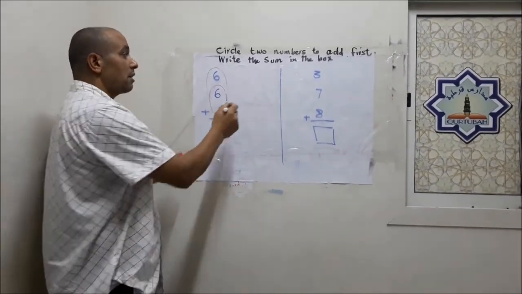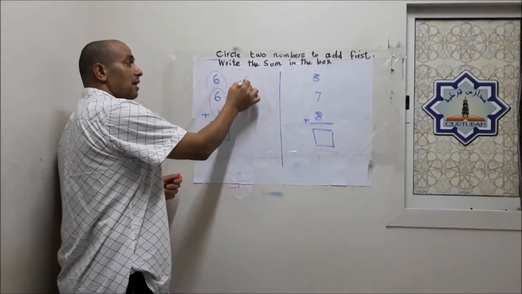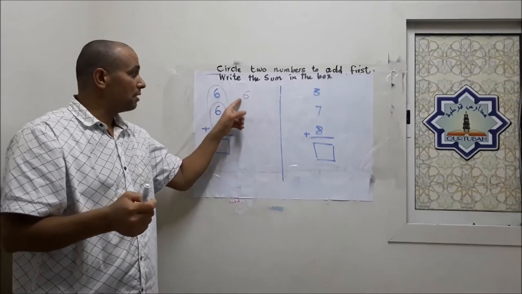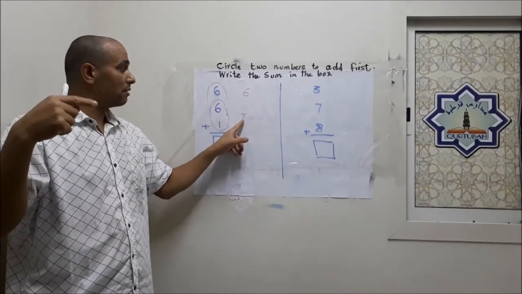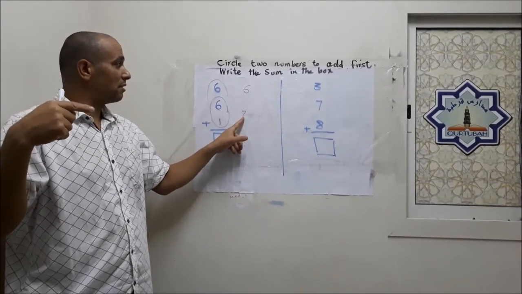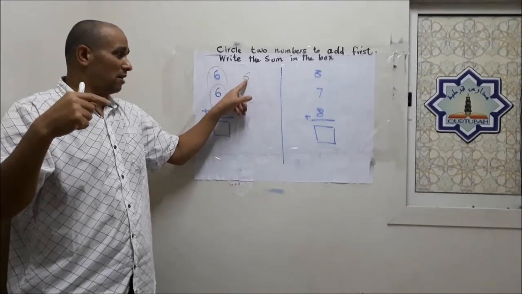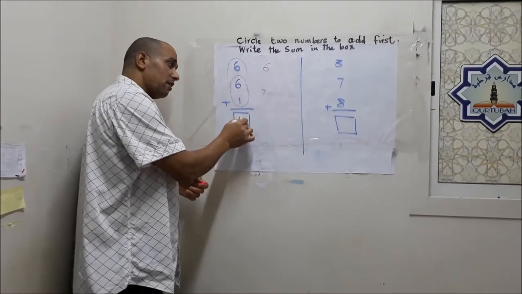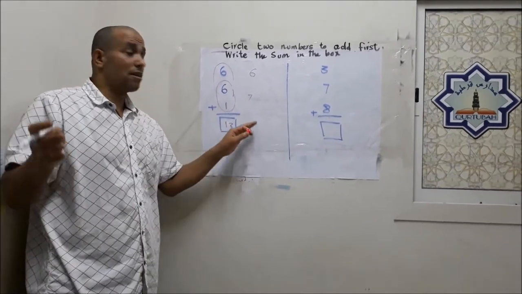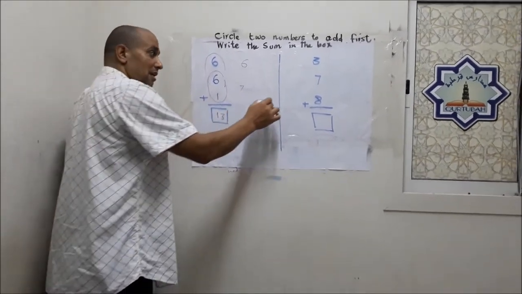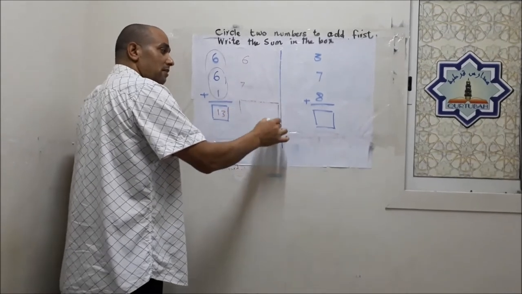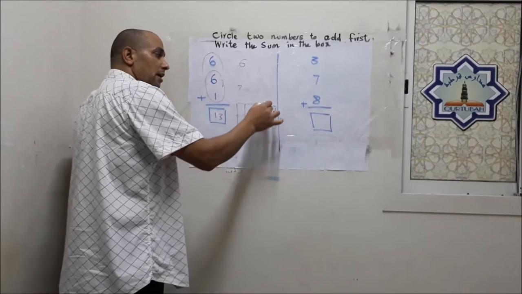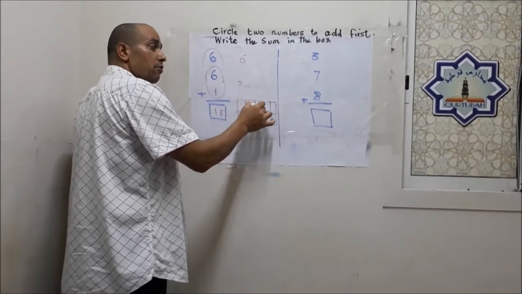So I have now 7 here, and I still have 6 here. If I have 6 with me, you count on using 6 more. So you will say that I have 13. How did you know that? You have, for example, the make 10 strategy. It's like that: 1, 2, 3, 4, 5.